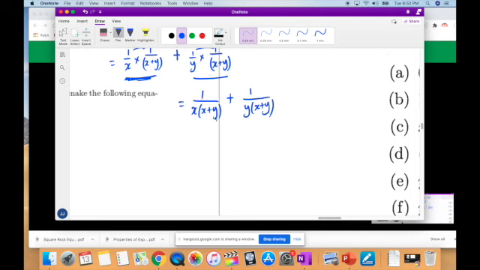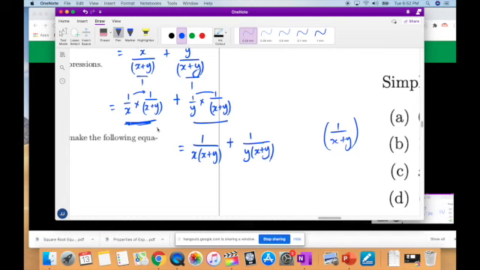But I have something in common with these terms, right? What do I have in common? I have 1 over x plus y. So I didn't even really need to go to this stage. From the earlier stage I could have said that this 1 over x plus y is being multiplied by both of them. If I pull out 1 over x plus y, it's being multiplied by 1 over x plus 1 over y.